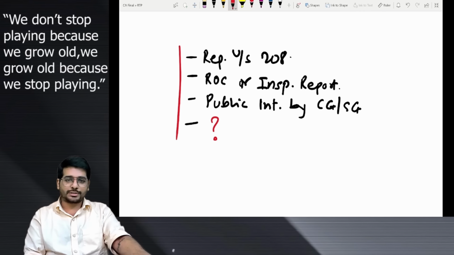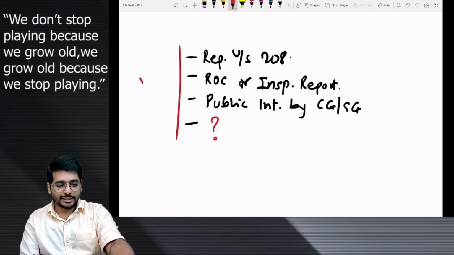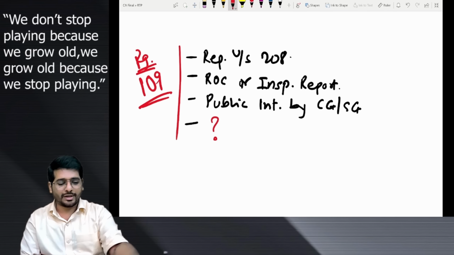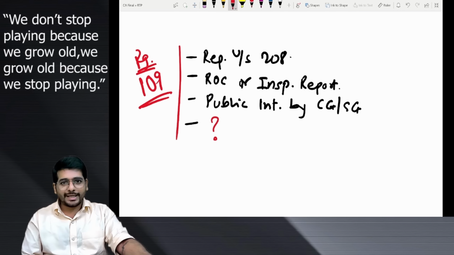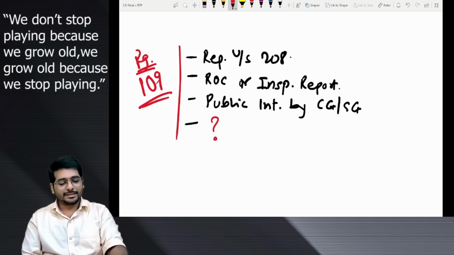Write in the chat box. Let's see if you know it. Those who have the book, I am telling them, refer page 109 if you do not know. All RTP questions are from the book only. Almost all. What is it? 109. Come on. Do you know it? Yes? Sir. SR in GM.